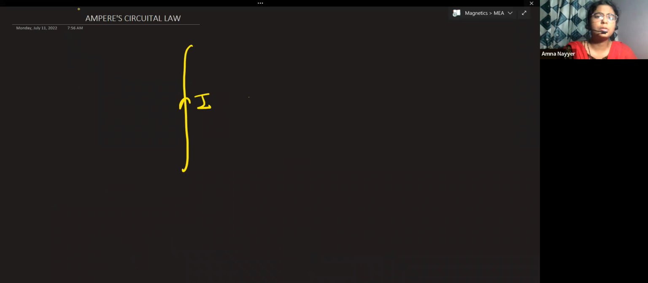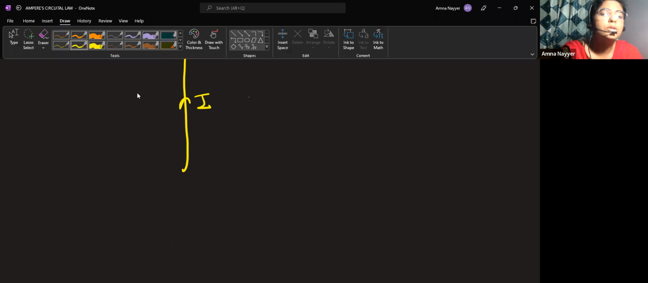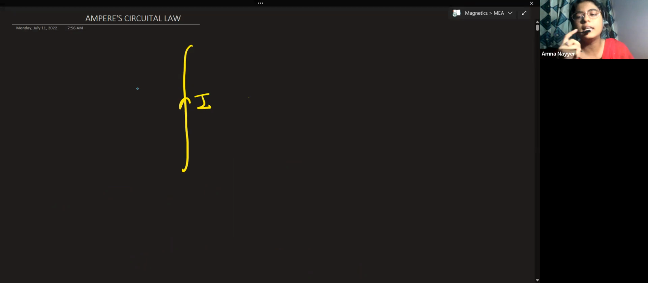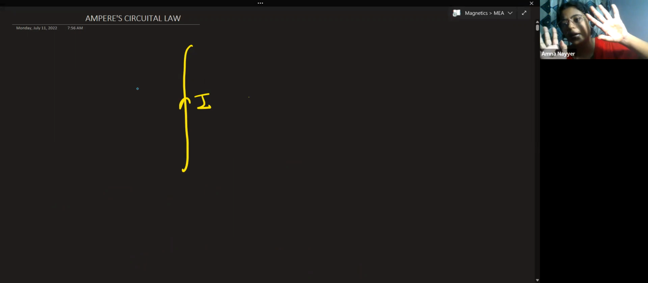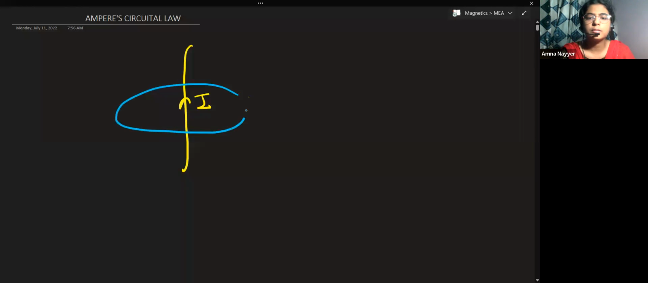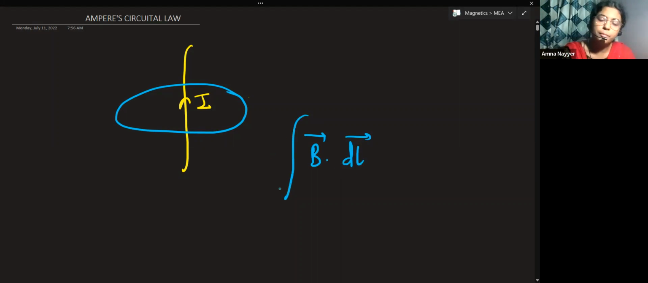All right. So Ampere Circuital Law basically says that the line integral of magnetic field along a closed loop, like let us enclose this, along a closed loop that you have, that is given by what? The magnetic field around this is B dot dl. So the line integral of magnetic field around a closed loop is given by mu naught times the current enclosed. The way you had Gauss law.